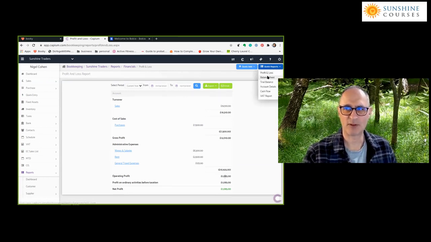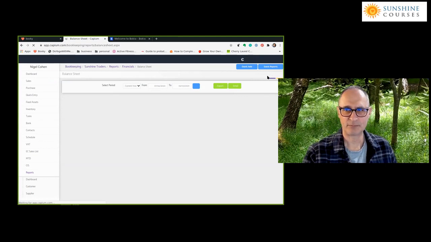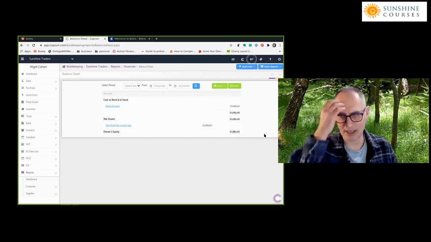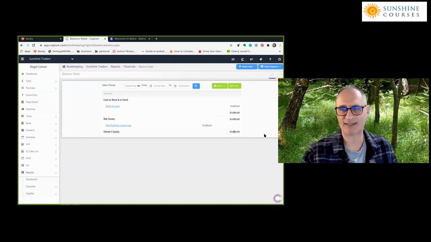Quick report, look at the balance sheet. Wonderful. The balance sheet shows bank account of £1,000, retained profits of £1,000, my total net assets equals my owner's equity. Remember, this uses the conventional format of switching owner's equity from being a credit or a minus to a plus in the report, because it's easier for non-accountants to understand it. It makes much more sense to show total net assets of £1,000 represent owner's equity of the same amount.